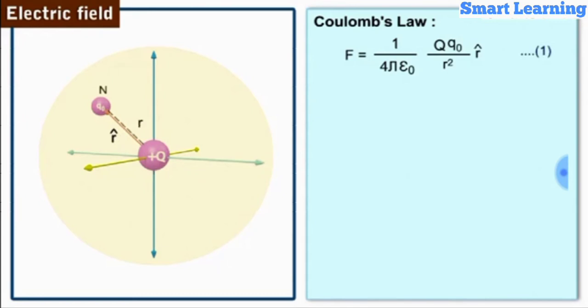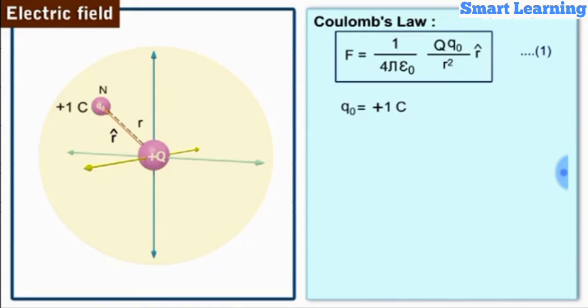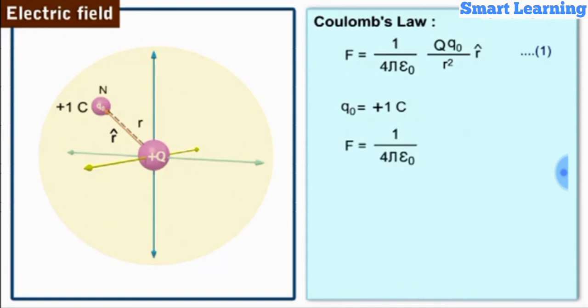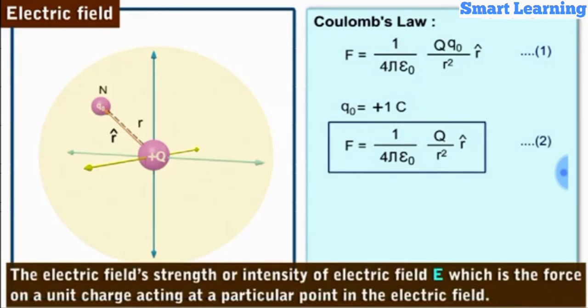Now, if q0 is a unit positive charge, that is, q0 equal to plus 1 coulomb, then the electrostatic force, as denoted by equation 1, will be 1 by 4 pi epsilon naught q by r square into r cap. Let us label it as equation 2. Equation 2 indicates the electric field strength or intensity of electric field E, which is the force on a unit charge acting at a particular point in the electric field.